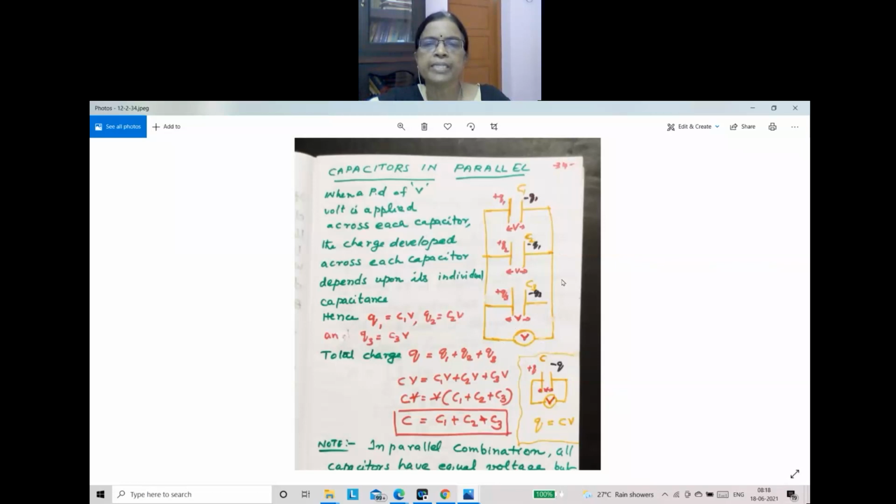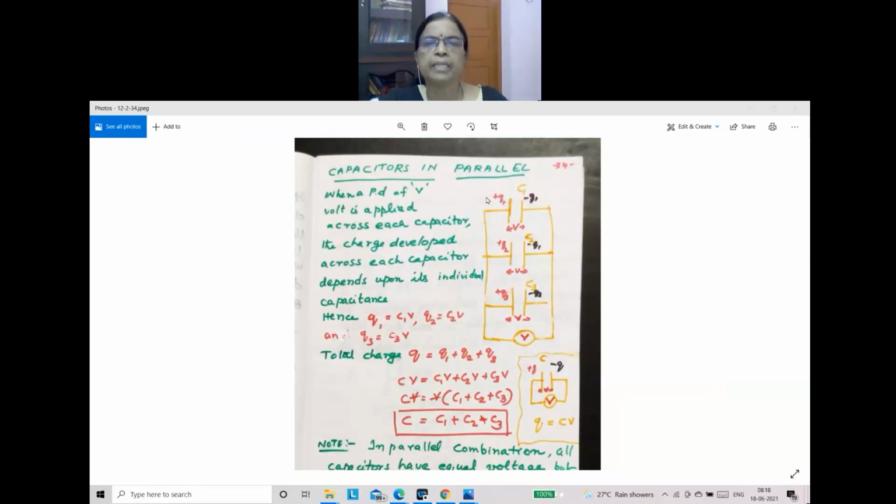So what is same in parallel combination, children? What is same? Potential difference. Potential difference is same in parallel combination, and charge is same in series combination. So each capacitor will have the same potential difference, but we have taken their capacitance as different. Therefore, the charge will be different.